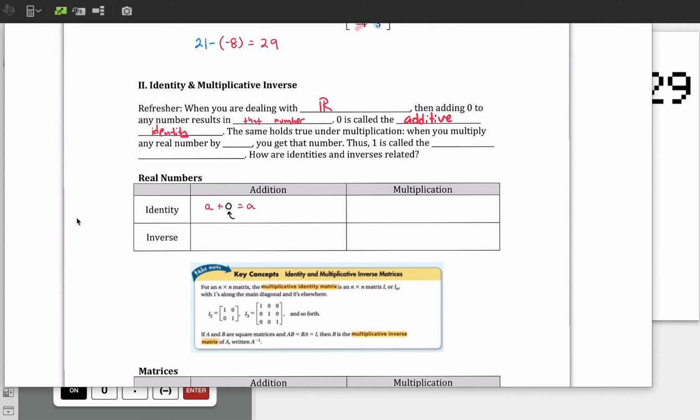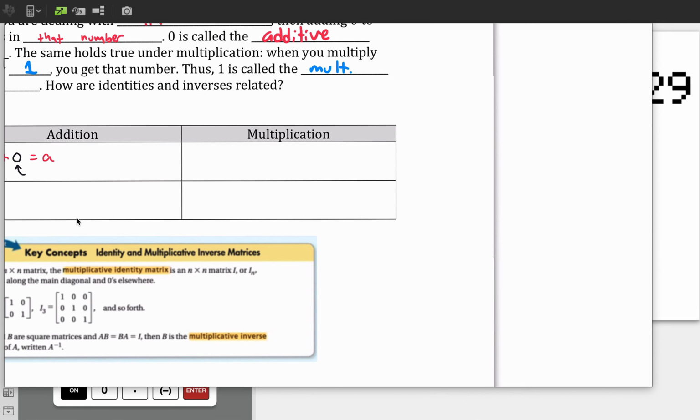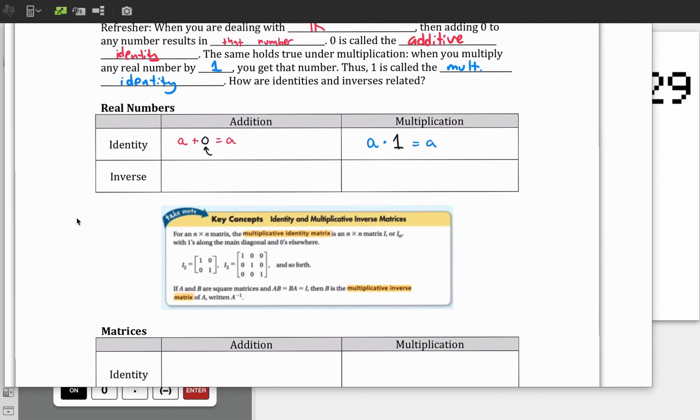The same holds true under multiplication. When you multiply any real number by 1, you get that number. Thus, 1 is called the multiplicative identity. So let's see how they are related to each other, between inverses and identities. You have some number A, you multiply by 1, so therefore you get A. So 1 is my multiplicative identity.